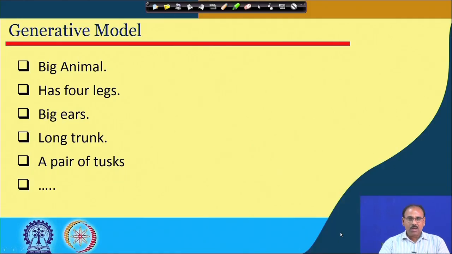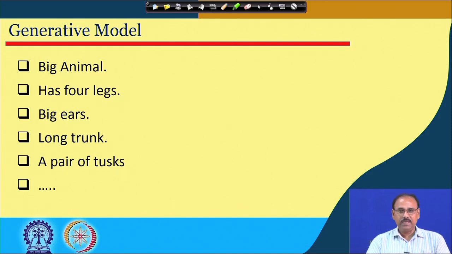So, let us first see what this generative model is. Suppose we want the network to generate an image of an animal, where we give some description of the animal. We say that it is a big animal, it has 4 legs, big ears, a long trunk, a pair of tusks and things like that. We can describe the animal with the help of these different attributes or descriptions.